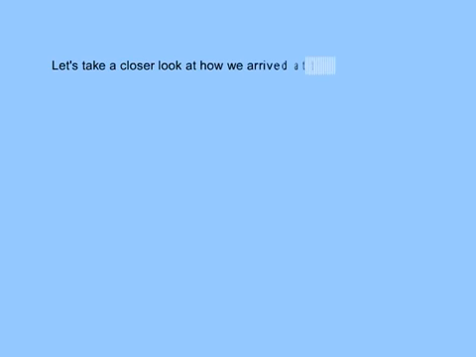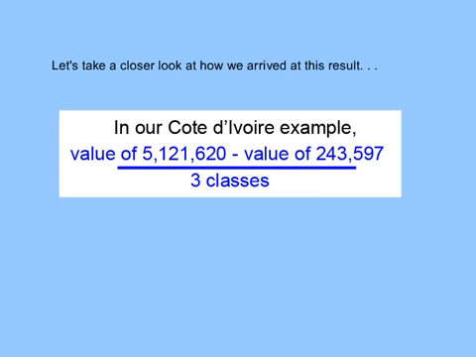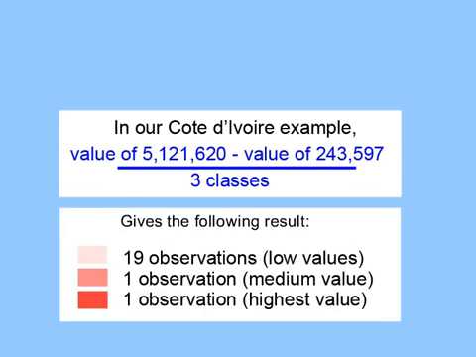Let's take a closer look at how we arrived at this result. Using our Côte d'Ivoire data, we have a range of approximately 200,000 as our low value and approximately 5 million as our high value. If we subtract the low value from the high value and then divide this range by 3 classes, we'll get the following result with 3 equal ranges. 19 observations will fall into our lowest range, 1 into the medium, and 1 into the highest.